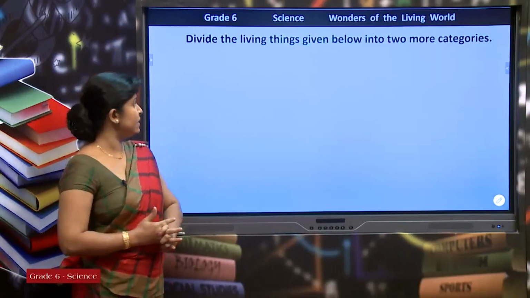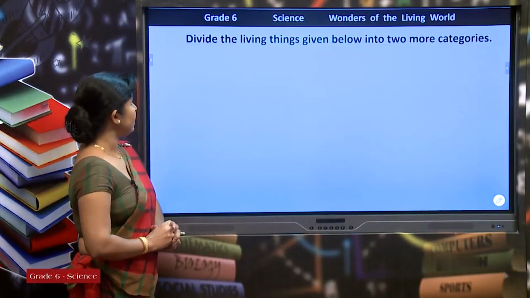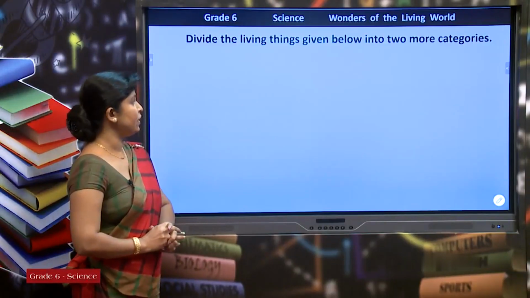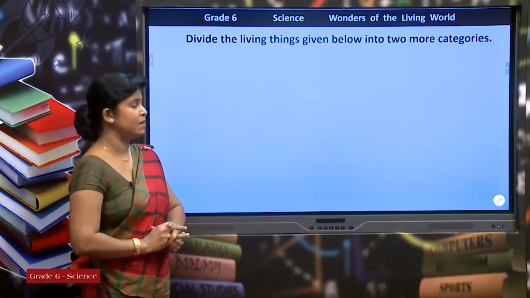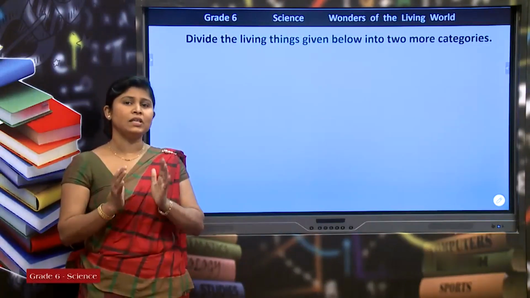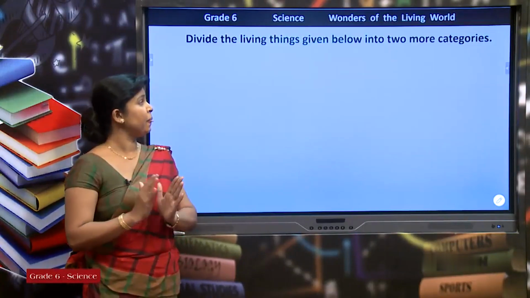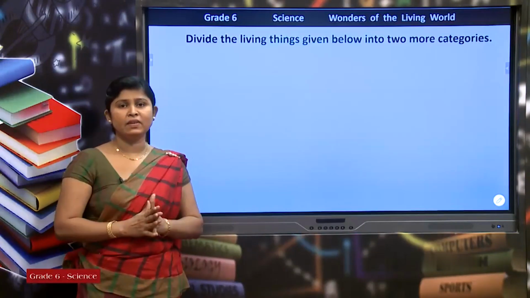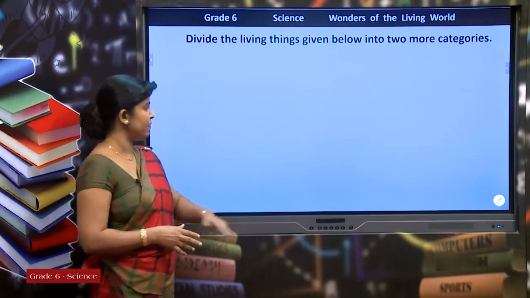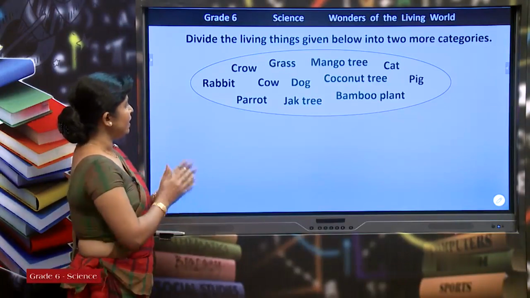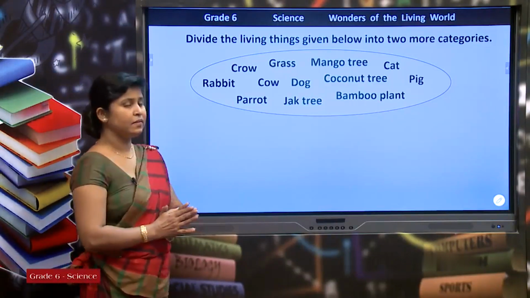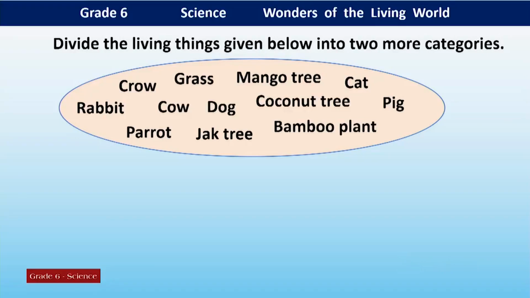Right. We will do a simple activity. Divide the living things given below into two more categories. Right. Now I will give you a list of living things. You have to divide the given living things into two more categories. We will see. Right. Then I have given you a list. First of all, we will read them one by one. After that, we can move on to the next part.